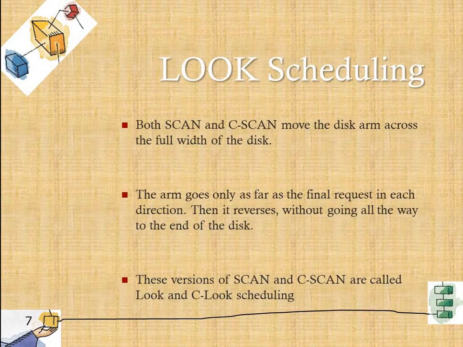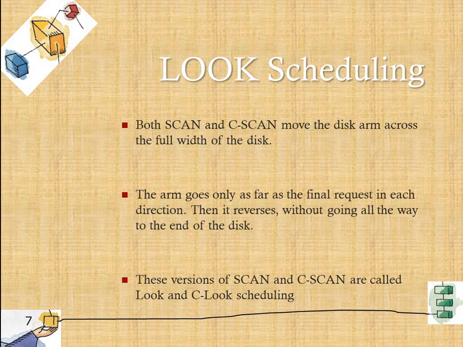So the next algorithm here is the LOOK disk scheduling algorithm. Okay, so let us now try to understand the next type of disk scheduling algorithm, which is LOOK scheduling. For that we will first revise SCAN and C-SCAN. In SCAN and C-SCAN, we have seen that both move the disk arm across the full width of the disk.